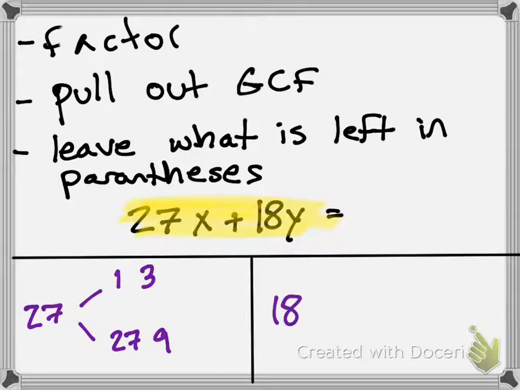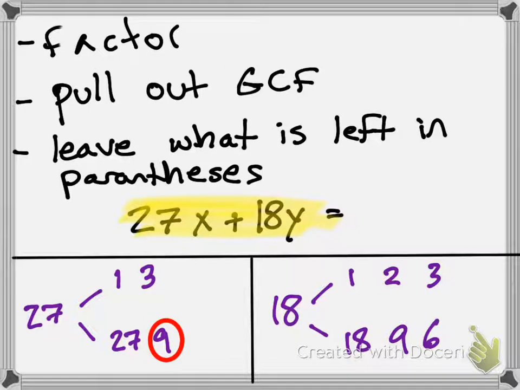For 18, we have 1 and 18. We have 2 and 9. We have 3 and 6. The biggest one they have in common is this 9. So these numbers directly correlate with this. This is what's important and why we want to factor. If I wrote this out, I'm going to pull out that 9, the number they both have in common. And in parentheses, I'm going to leave the corresponding number.